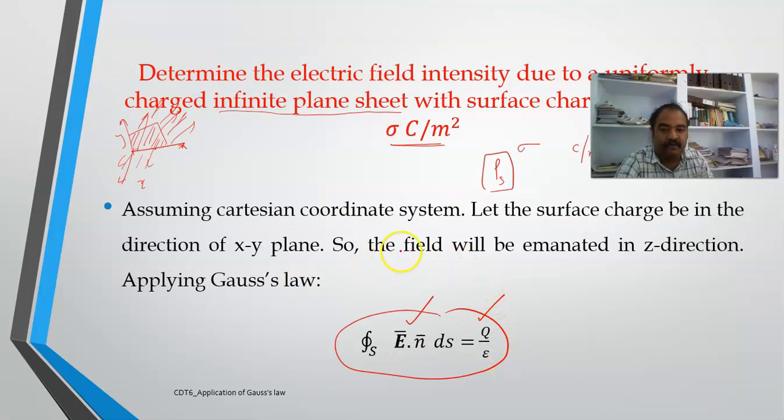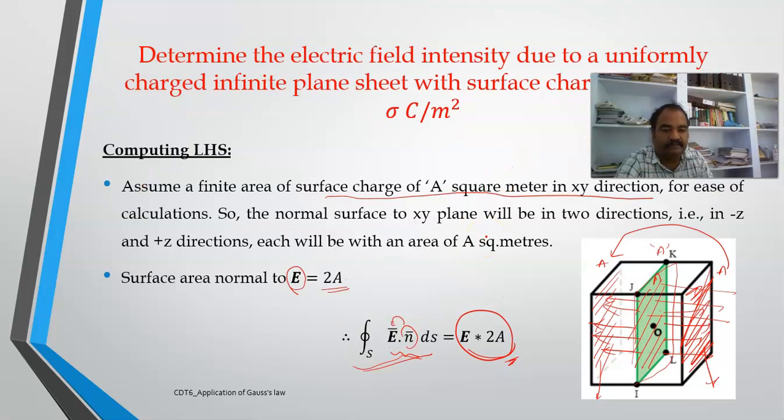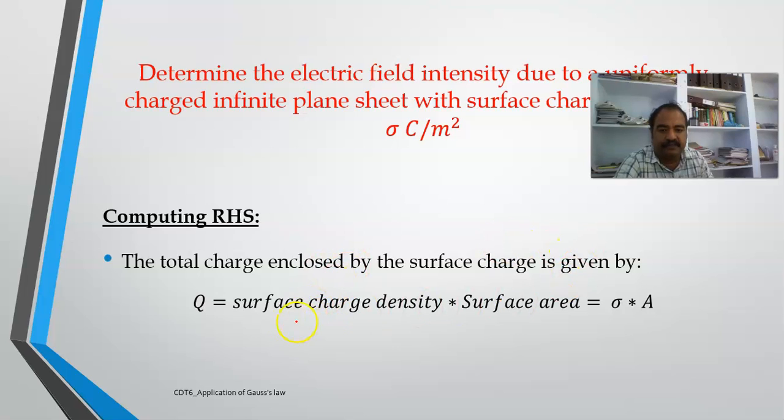Right hand side. So I have already assumed the Cartesian coordinate system. Its value is surface charge density into surface area. What is surface charge density? It is sigma, into area A. So its value is sigma into A.